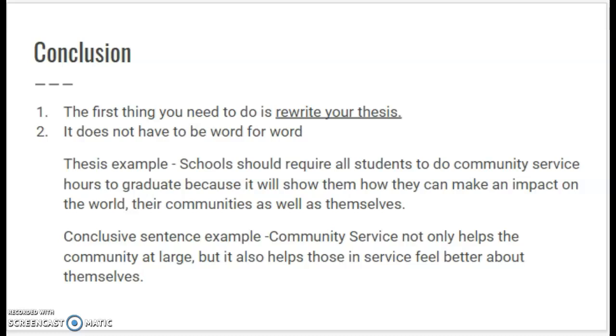So what I've done for the conclusive example, community service not only helps the community at large, but it helps those in service feel better about themselves. So I've kind of taken out and combined our 2 topics and 2 subtopics, and I've put in our third subtopic, and voila, we have a conclusive statement.